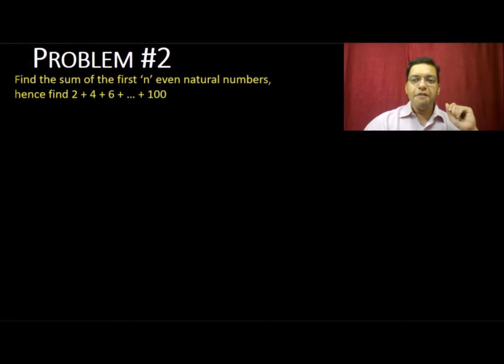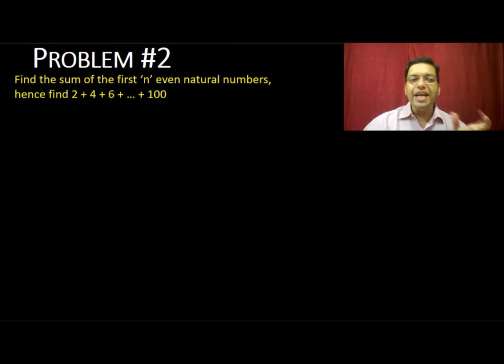Problem 2 states, find the sum of the first n even natural numbers. Hence, find 2 plus 4 plus 6 plus and so on up to plus 100. Now in your examination, when you see this word hence find, what they mean is you need to use the result of the first part of the question to find the solution of the second part of the question. So I repeat, when you see the word hence in a question, then they are saying that you need to use the result of the first part to find the answer to the second part of the question.